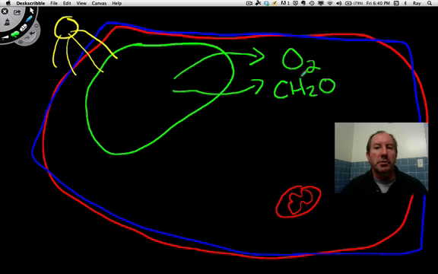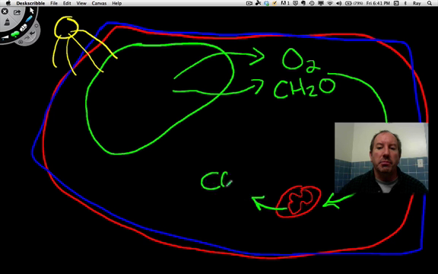So these two things, sugar and oxygen, are then taken in to the mitochondria. The mitochondria is the site of cell respiration. And what we mean by cell respiration is that the oxygen reacts with the sugar inside and it produces carbon dioxide and water. These are the waste products of cell respiration.